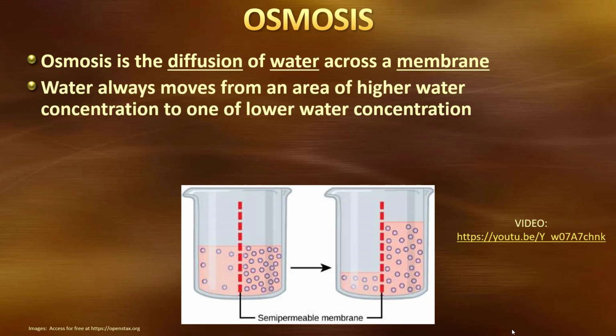Water will always move from an area of high water concentration to lower water concentration. Now you have to be careful with this definition, because normally when you define concentration, you're thinking of something being more concentrated if it has more solute in it. So if it has more salt, you would think it's more concentrated. And it is. It's more concentrated with salt. However, if it's more concentrated with salt, it's also less concentrated with water. So this is going to go from something that has a lot of water, a higher percentage of water, to a lower percentage of water.